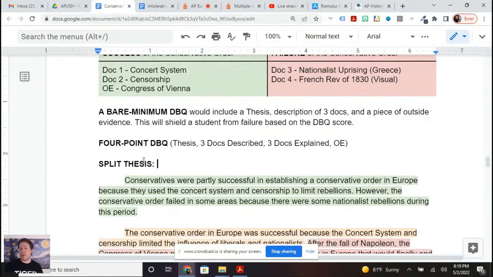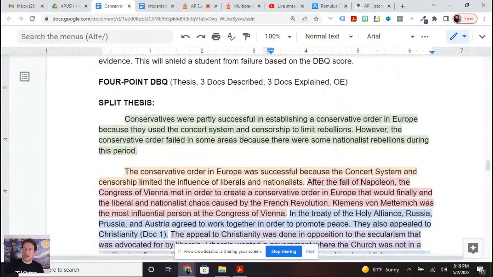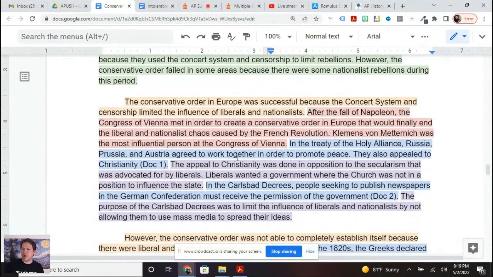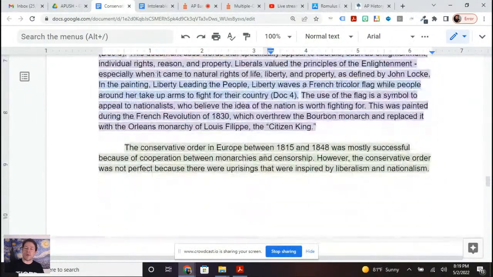But as far as a 4-point DBQ, okay, we've got some things on this side, and we've got some things on that side. Remember, every AP Euro DBQ is going to ask you to weigh in on one side or the other on a historical question. So in this sense, I found a couple documents and a piece of outside evidence to go for the success of the conservative order. Then I've got here a couple of documents for the failure of the conservative order. So thesis statement. Then we've got one body paragraph that's focusing on the successes, another one that's focusing on the failures, and then I restate the thesis.